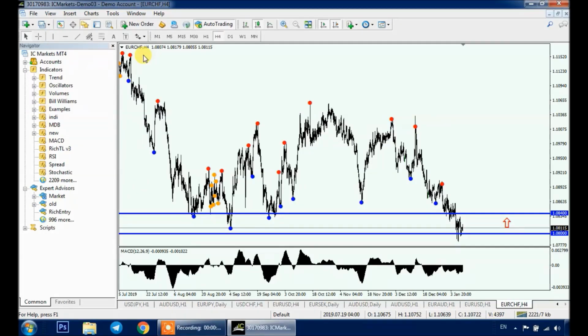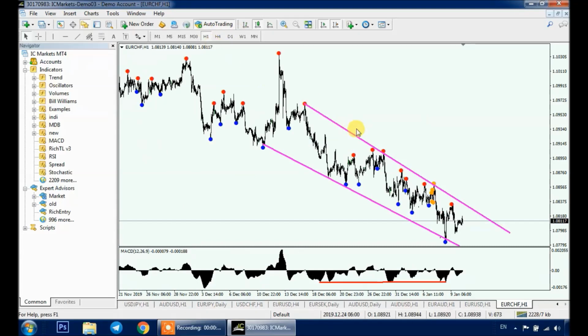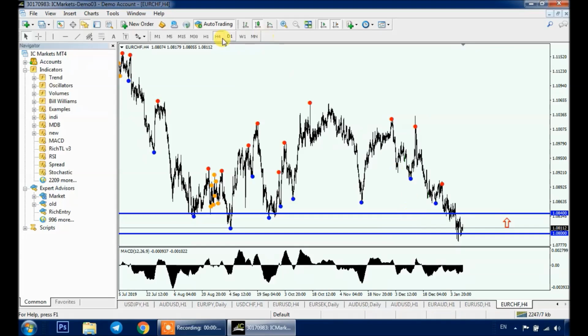Here we have a Euro CHF chart. Price is now sitting at a support area. On H1 we have a wedge pattern, 1, 2, 3, 1, 2, 3. So it's an objective wedge pattern. On MACD we have a divergence. So as you can see we have 3 confluences here, 1, 2 and the support from H4 and daily.